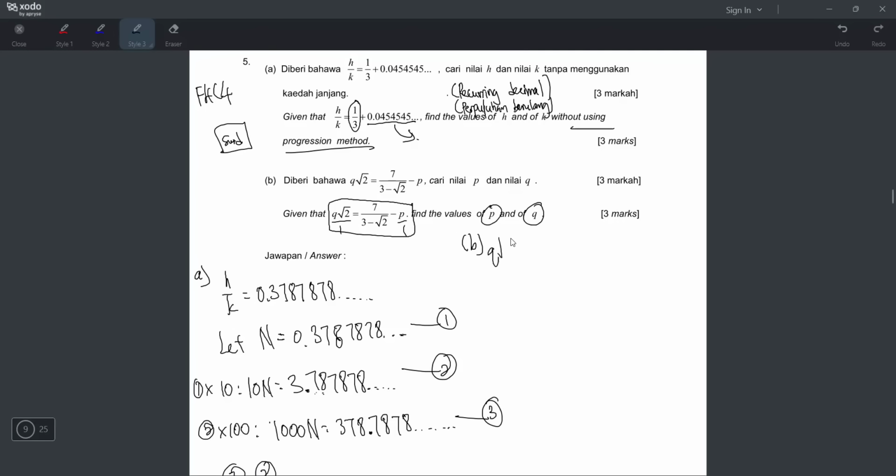So what I will do is the Q square root 2, I will times with 3 minus square root 2. And then the 7 over 3 minus square root 2, I will times with 3 minus square root 2 also. But you just left with 7 lah, because when you times 3 minus square root 2, cut already. Potong-potong. And then the negative P pun sama, saya akan darab dengan 3 minus square root 2.